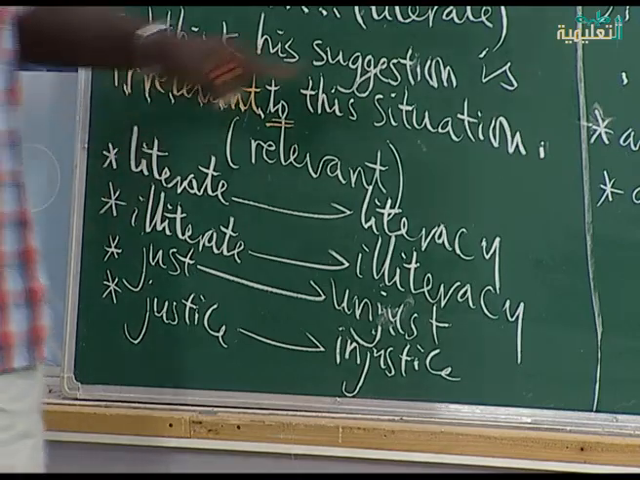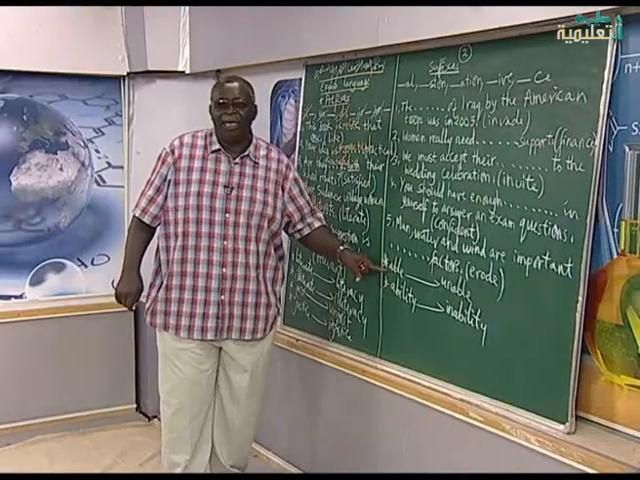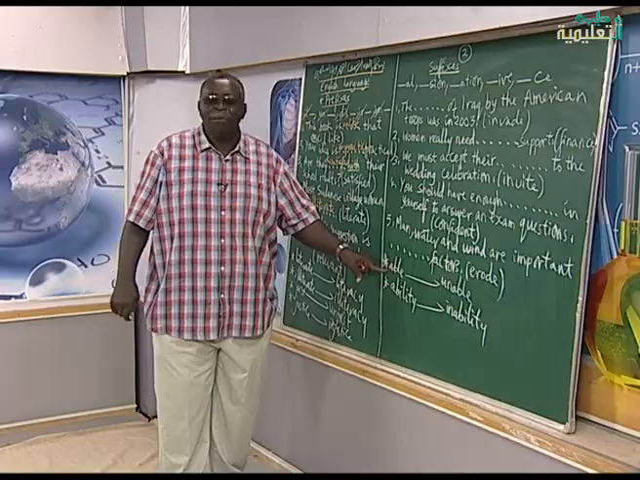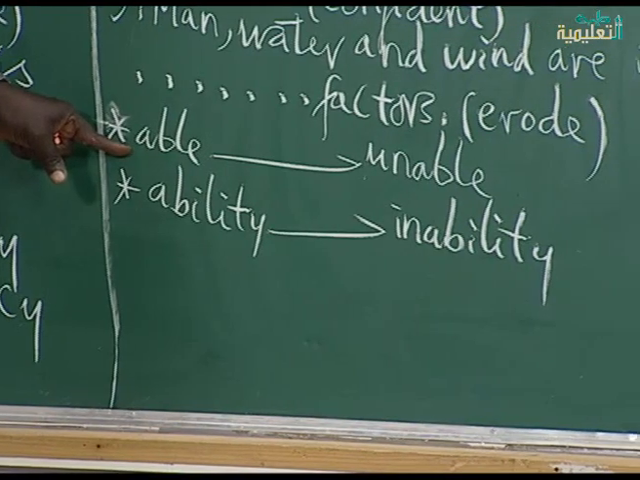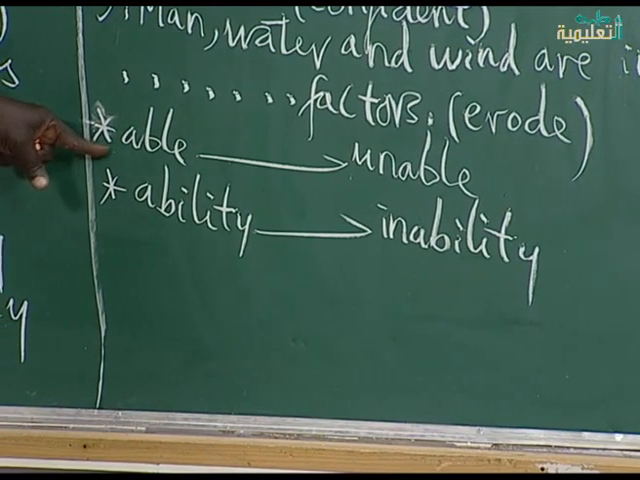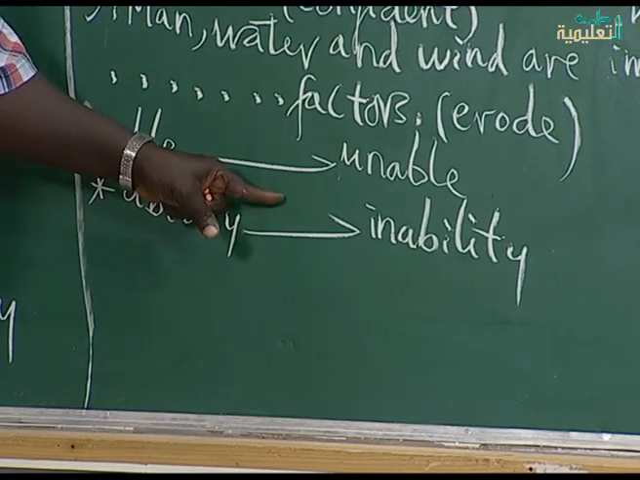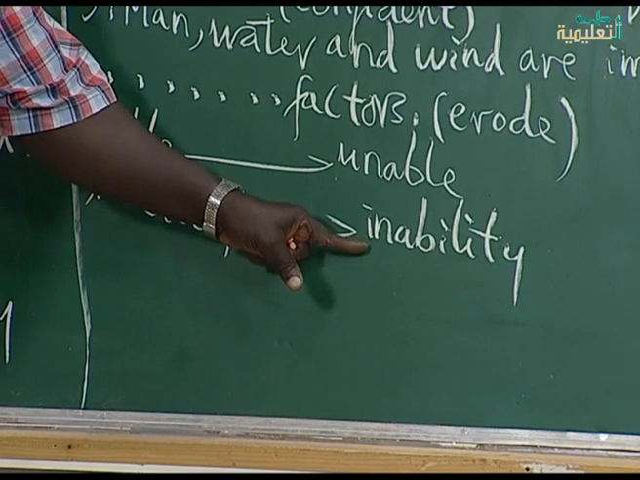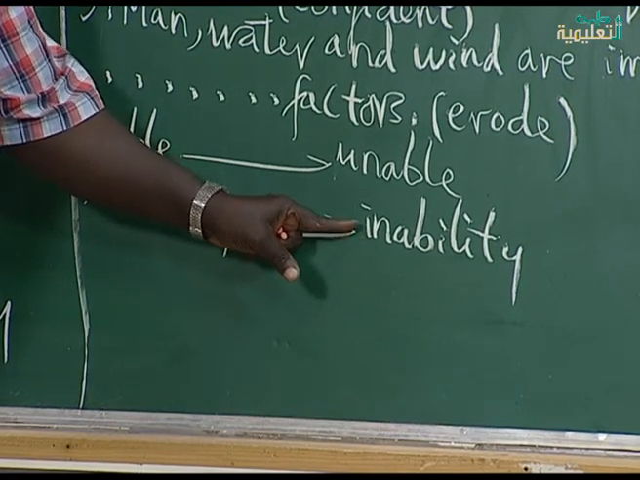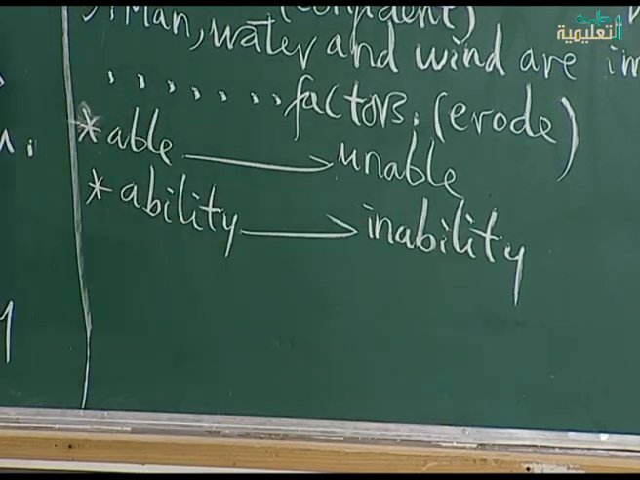I have written another example. Able. In Arabic you say قادر. You say to me, I am able to do this work. I am able to answer the questions of the exam correctly. See? If it is a noun, it's going to be ability, مقدرة. What about the prefix in this case? The prefix in this case is not going to be, let me say, inability. No, it's going to be inability.